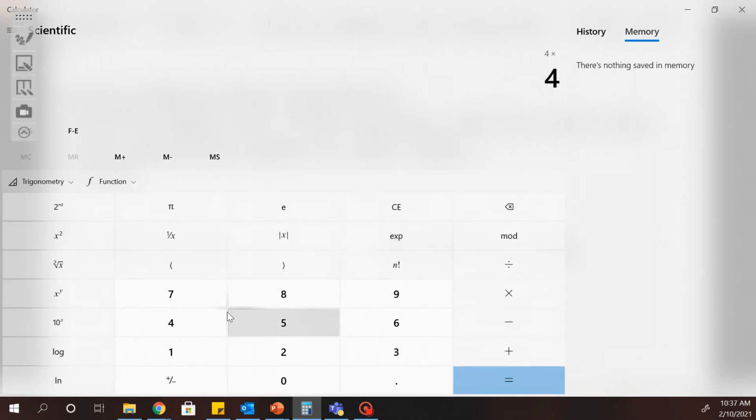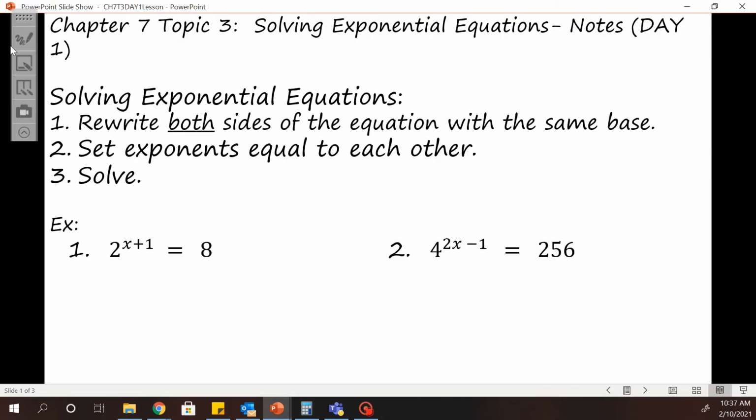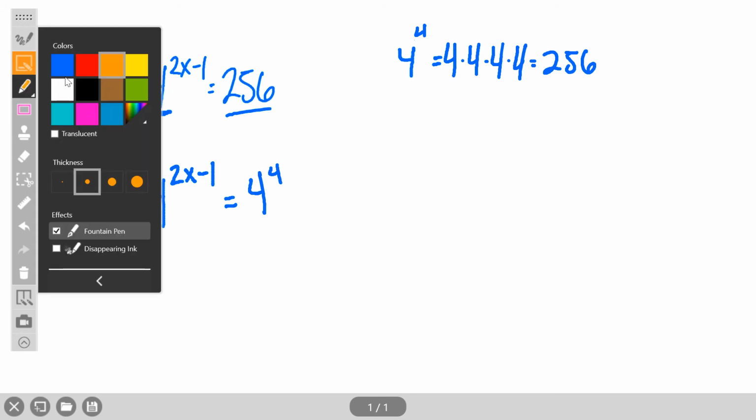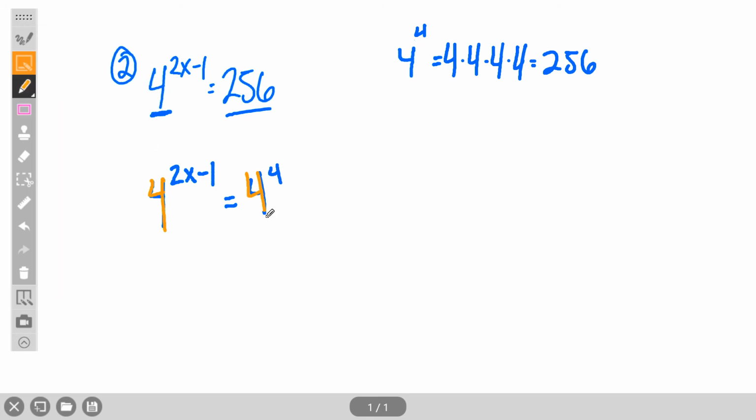So 4 times 4 is 16, times 4 again is 64, times 4 again is 256. So I would have to multiply 4 together 4 times. So this would be 4 to the 4th power. 4 to the 4th power is 4 times 4 times 4 times 4, and that's 256. So I can rewrite 256 as 4 to the 4th power. And this is what I want. I want both of these bases to be the same, 4 and 4.